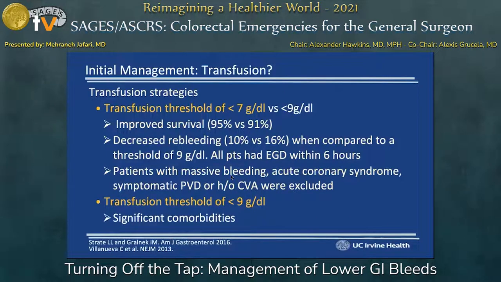Now, having said that, what's the data on transfusions? This is all based on upper GI data, but we can extrapolate that to lower GI. You want to have a transfusion threshold of less than 7 rather than 9. Randomized clinical trials have shown that it has improved survival and lower rebleeding rates. However, with patients who have comorbid conditions, consider giving transfusions at less than 9.